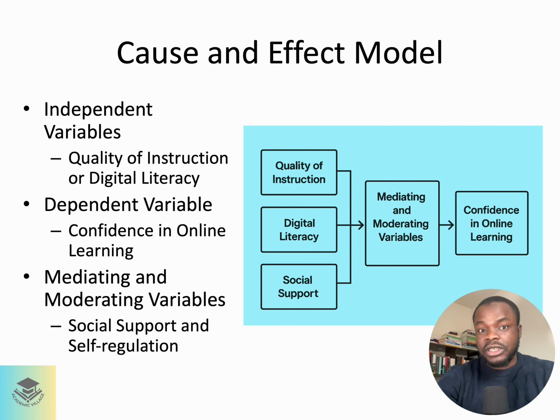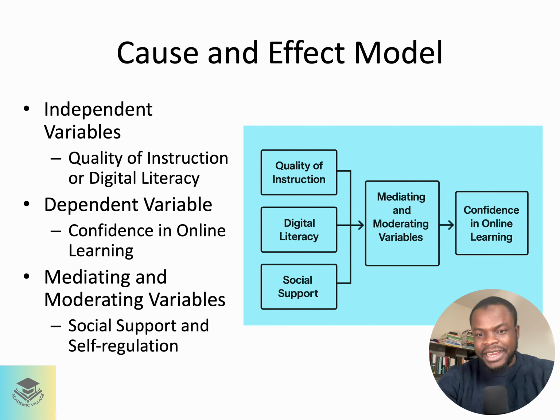And you could have quality of instruction or digital literacy. So these represent what students experience or bring with them that might affect their outcomes. And then you have the dependent variable, which is the main outcome of your study, or what your study is really interested in. And in this case, we are interested in confidence in online learning. So this is what you're trying to explain or understand.